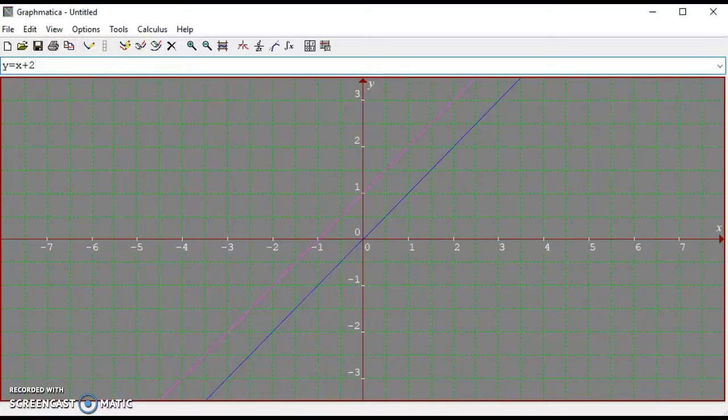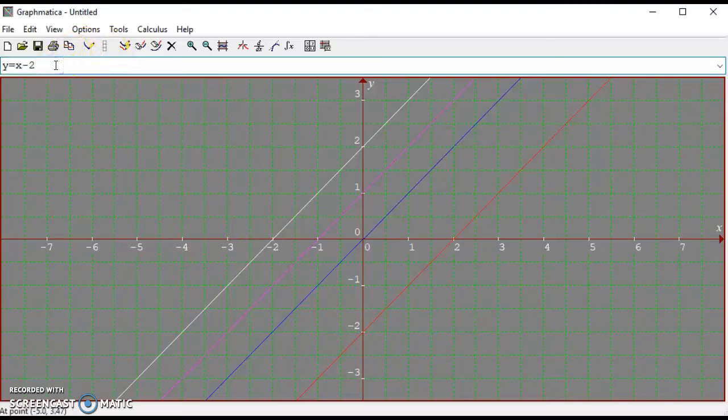So if I put in a plus 2 there, what might happen? Well, as you might anticipate, our gradient is still the same because the value in front of the x hasn't changed. But this time, from my original y equals x plus 0, I've now shifted it up 2 points to y equals x plus 2. And if I was to change that to a take away 2, so y equals x take 2, you can see that this red line here shows what's happening. And it's actually been shifted down from my original 2 points. So y equals x minus 2 will shift our graph down.